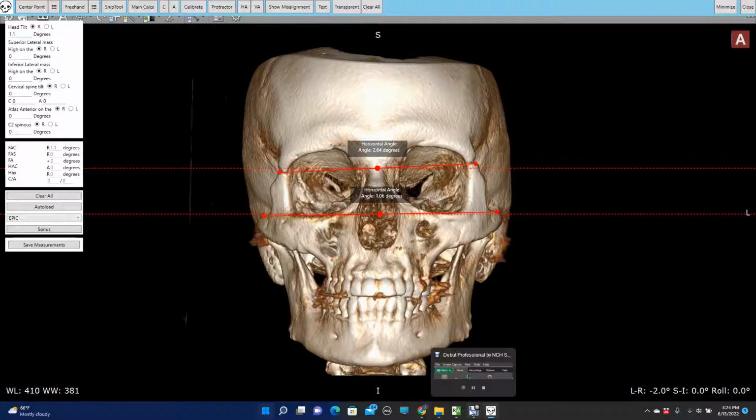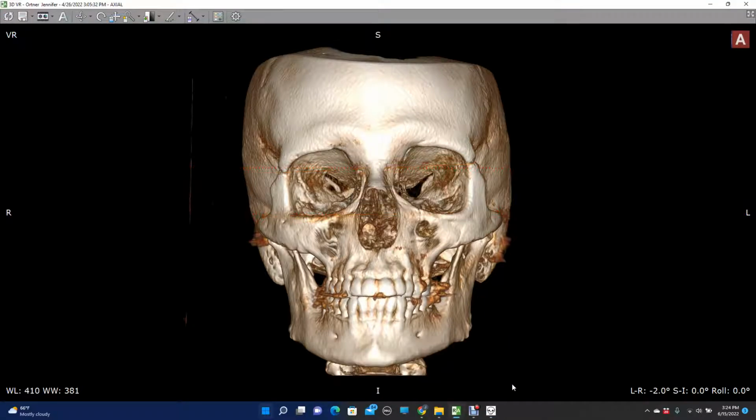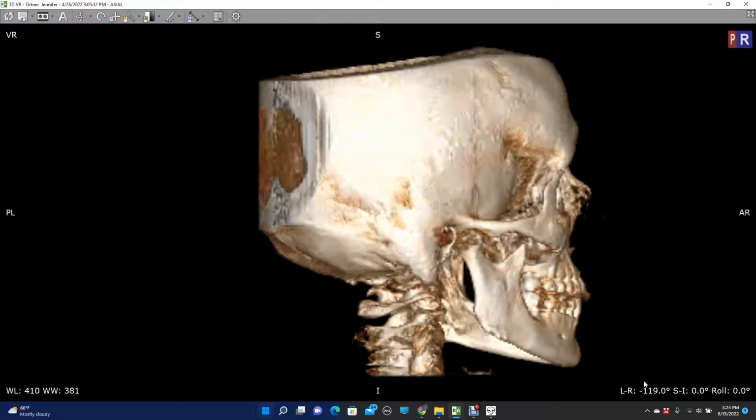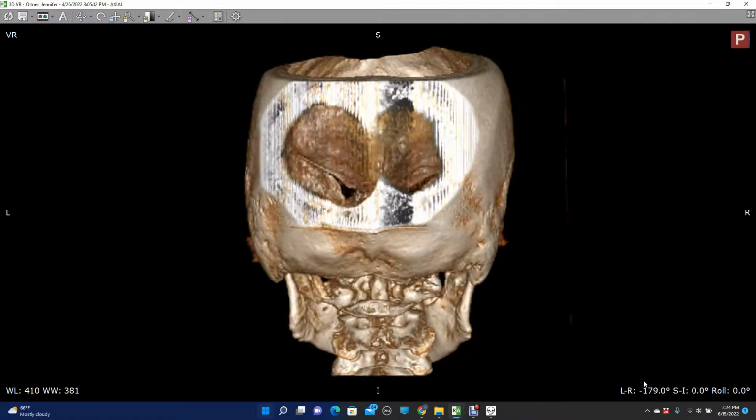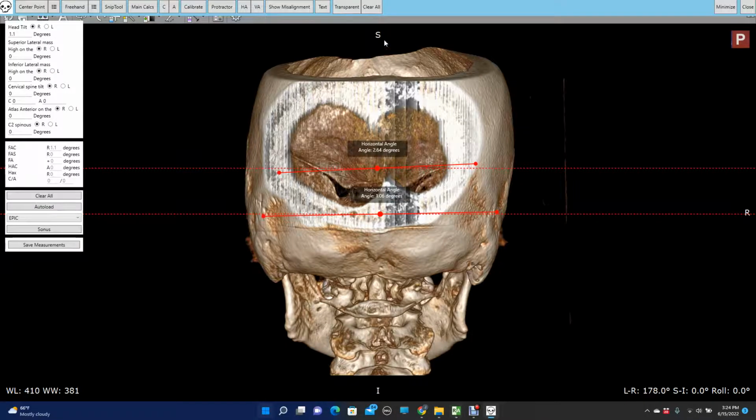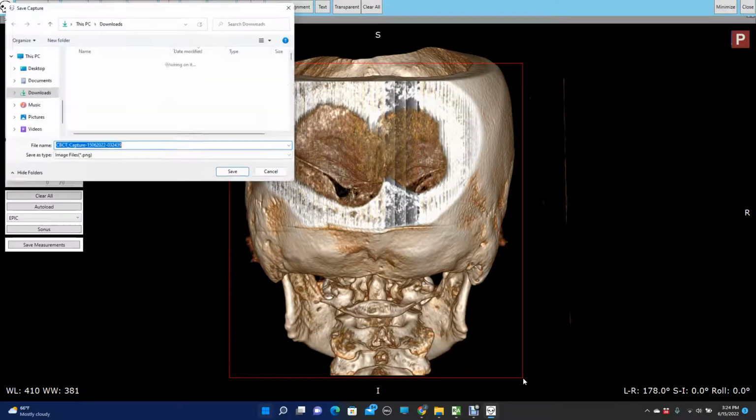The next thing we need are our plane lines. So, since we know -2 is unrotated, then if we rotate this to 178, this is going to be a perfect posterior to anterior view of her. And I'm just going to go ahead and grab a snip of this, because I like to have these on my listing card.